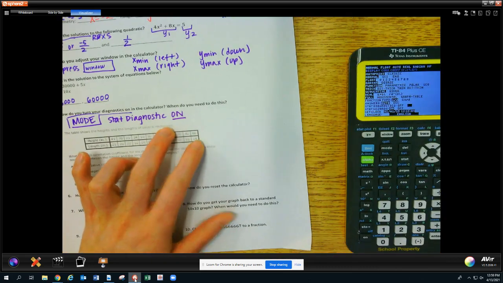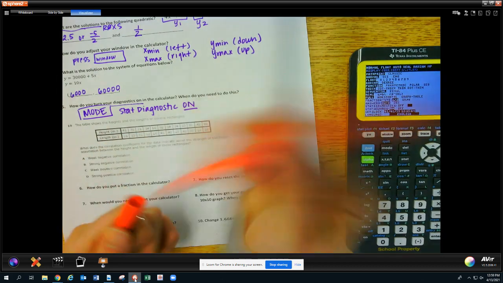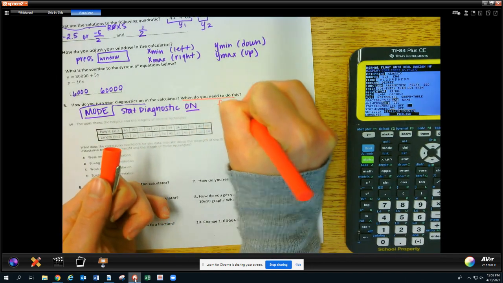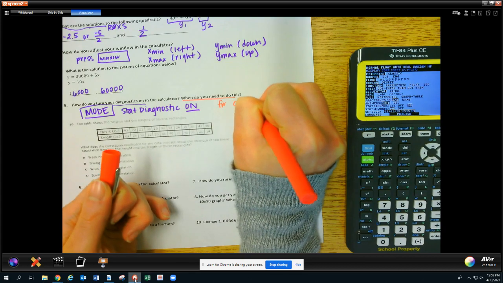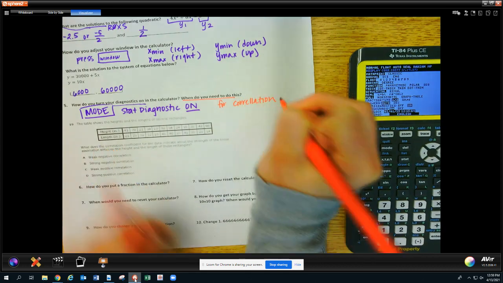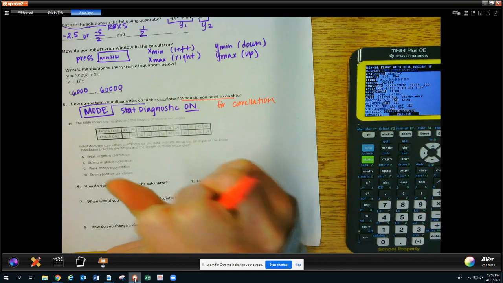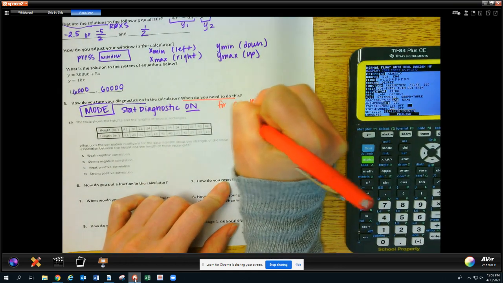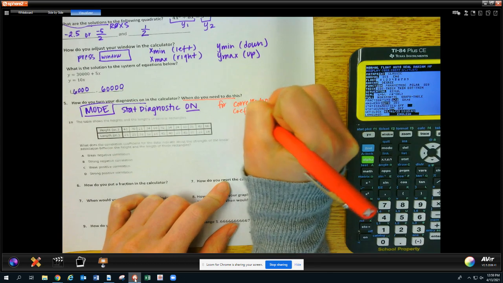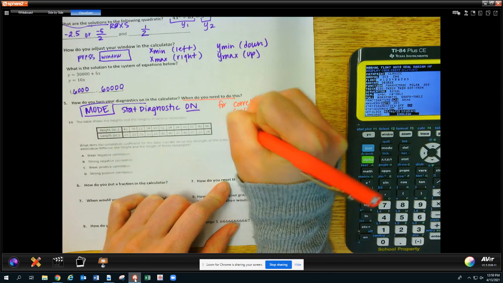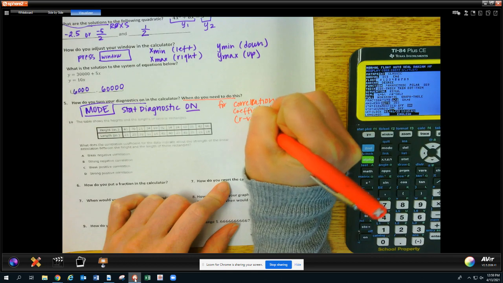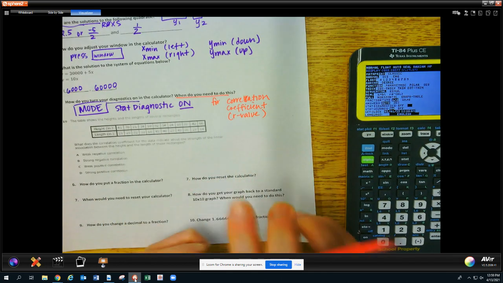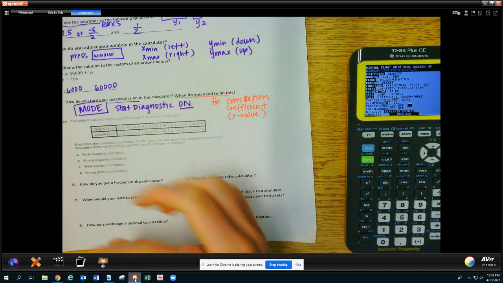So the next question says, when do you need to do this? For correlation, I'm not sure if that's how you spell it. I'm pretty sure it's not. There's one L. For correlation coefficient, this is the R value. Anytime you need information about the correlation coefficient or the R value, that's when you want to turn this on.